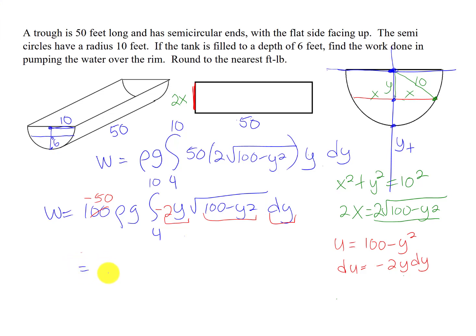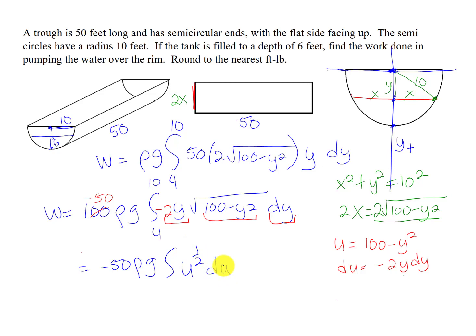So that's going to be negative 50 rho g. I'm going to need to change my limits of integration to get them in terms of u. I'm going to do that in just a minute. So I've got my du there, and then I have u to the 1/2. I'm actually going to slide that over so I'll have room on the slide. So u to the 1/2 du.